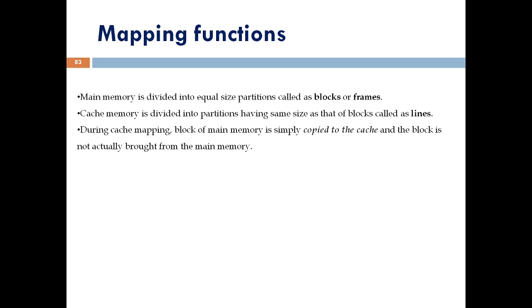These are the important points to be noted. Main memory is divided into equal size partitions called blocks or frames. Cache memory is divided into partitions having the same size as a block, called lines. During cache mapping, a block of memory is simply copied to the cache and the block is not actually brought from the main memory. A copy of data from the main memory, the entire block, is stored in the cache.